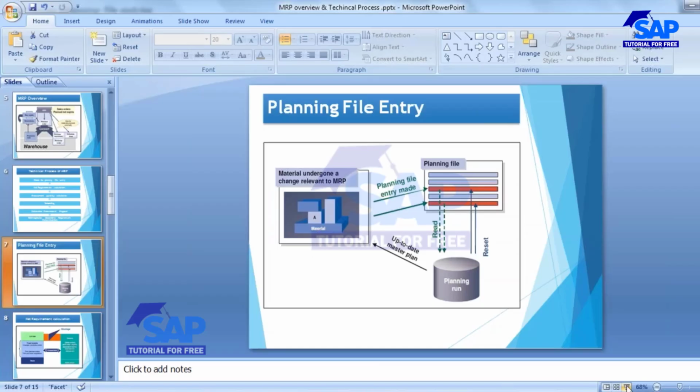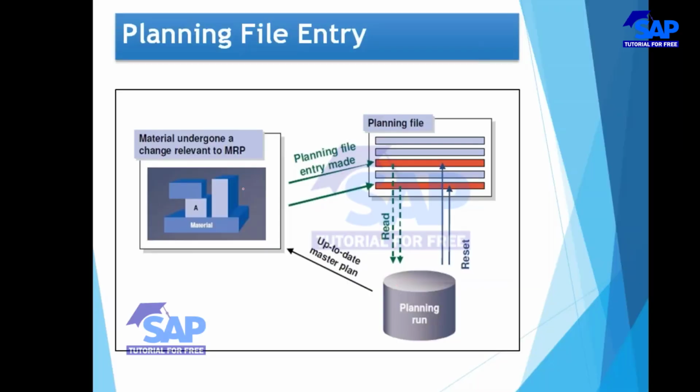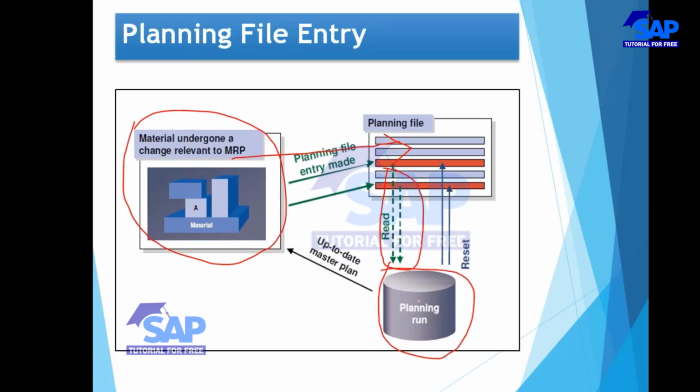Whenever a material undergoes a change relevant to MRP, the indicators get written to the planning file entry. Then during the MRP run, the system reads those materials and they are planned in the MRP run. And when you run MRP, these planning file entry indicators get reset. So this is the planning file entry concept. As a consultant, you should be thorough with the concepts, what the system does in the backend during MRP. The planning file entry is the first step in MRP.